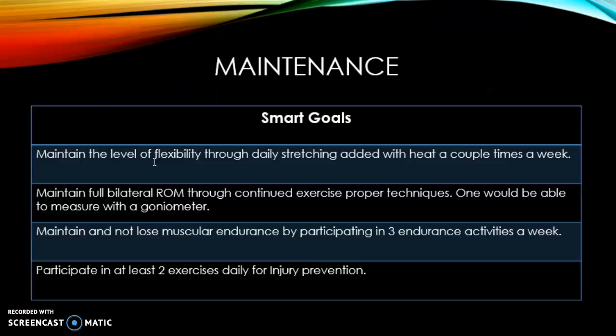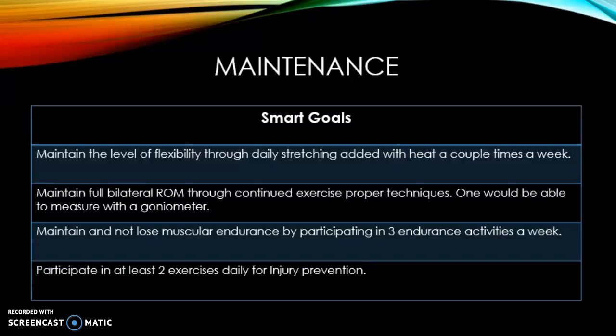When reaching the maintenance phase, one is back to normal activities in full, no restrictions, no pain, no nothing. We want to have the athlete maintain the level of flexibility through daily stretching added with heat a couple of times a week. They can maintain full bilateral range of motion through continued exercise, proper technique, and one would be able to measure this with a goniometer.